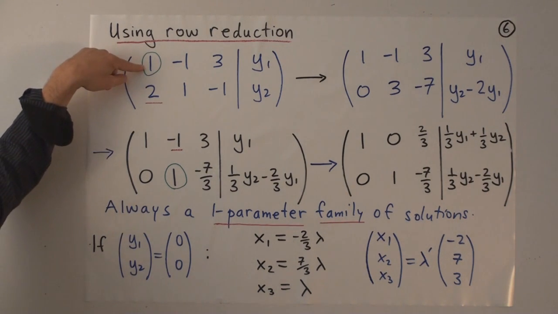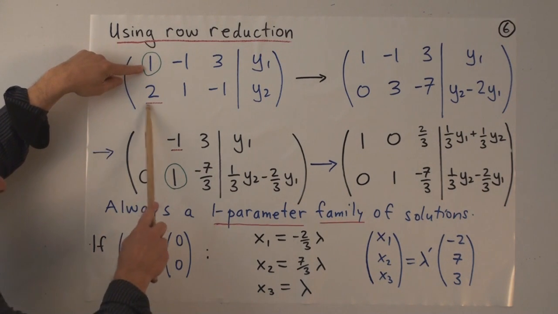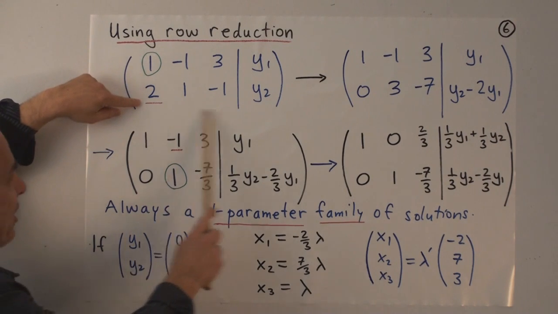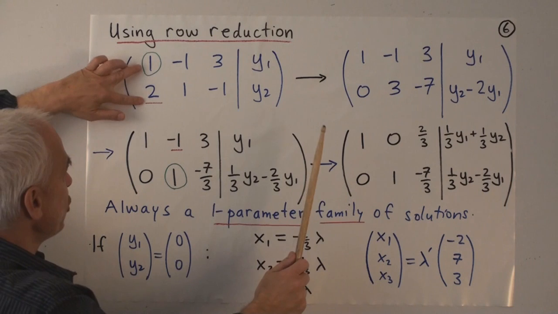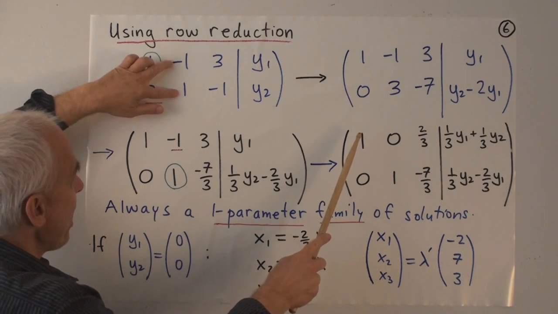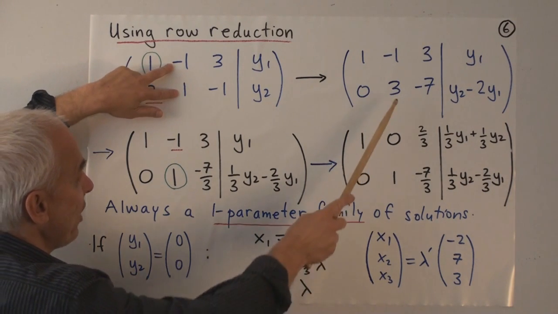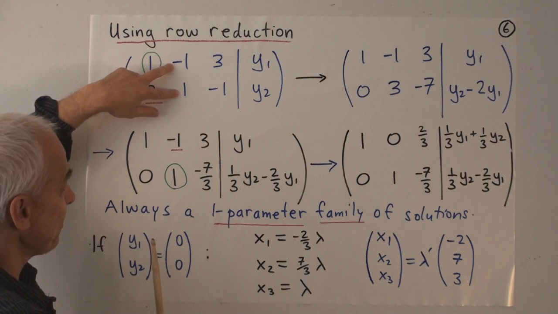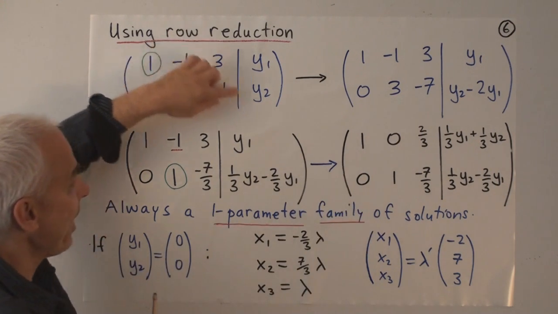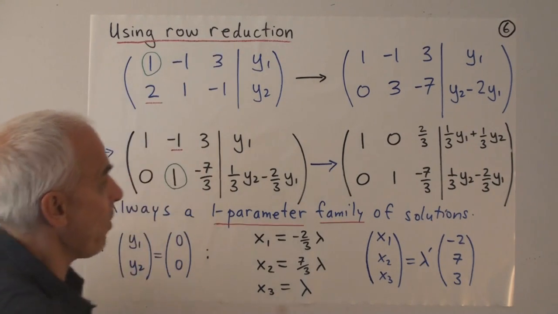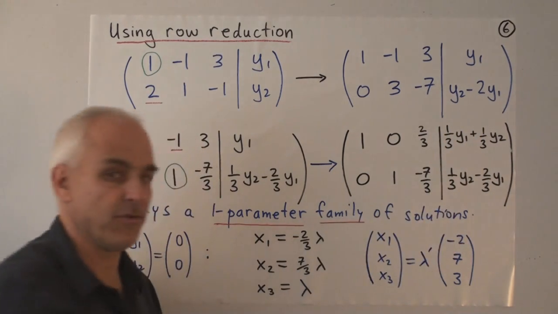We'll use that 1 as a leading entry to eliminate the 2 below it. So we'll take row 2 and subtract 2 times row 1. 2 minus 2 is 0. 1 minus 2 times minus 1 is plus 3. Minus 1 minus 2 times 3 is minus 7. And y2 minus 2 times y1 is just y2 minus 2 times y1.